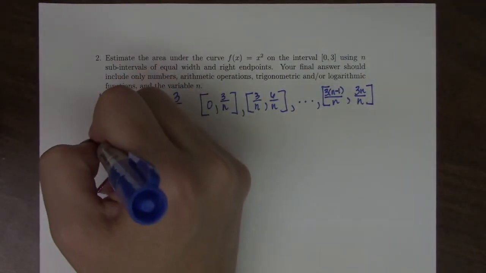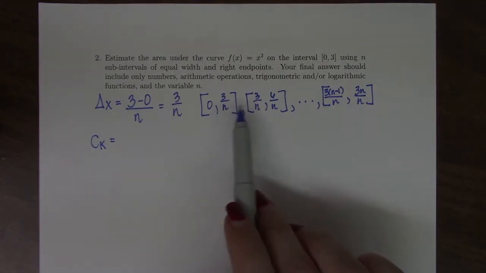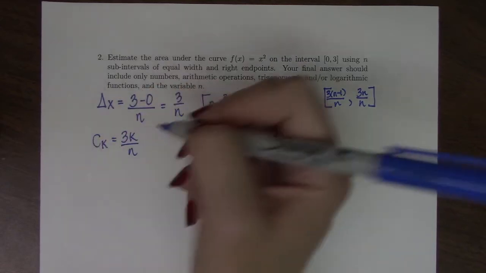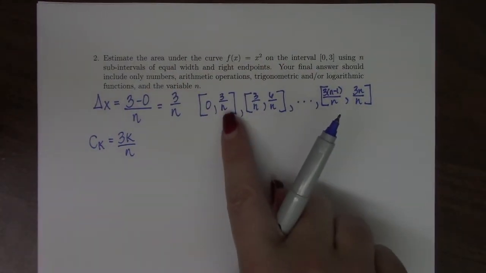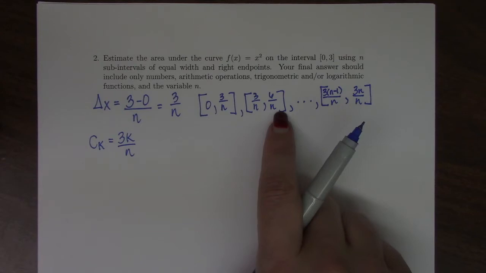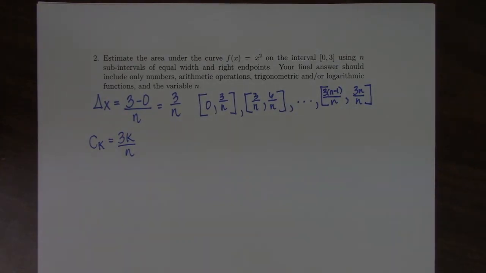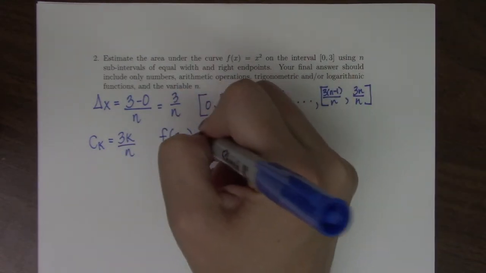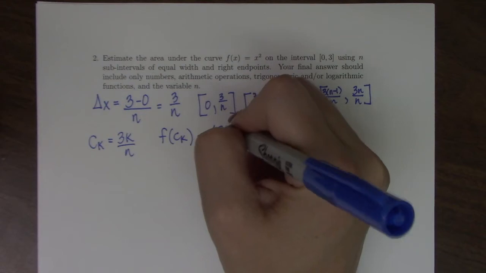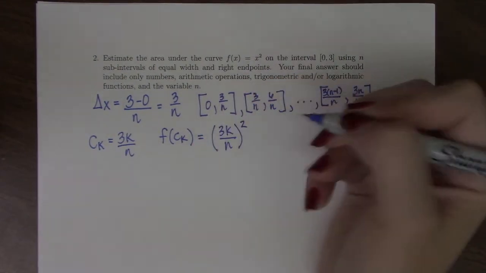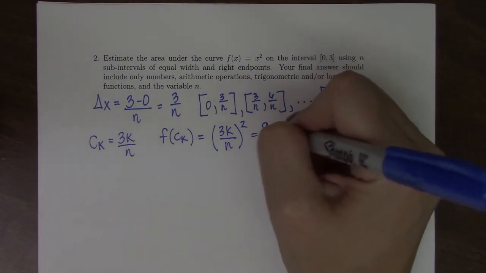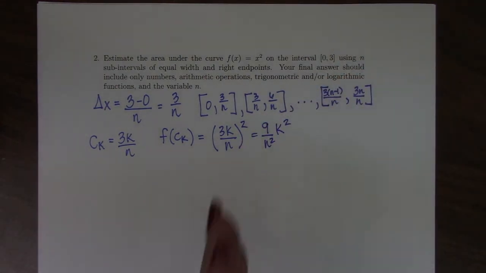So now if I just look at the pattern of the right endpoints, it's just 3k over n. Because if I plug k as 1, I get 3 over n, k is 2, 6 over n, and so forth. So now I'm going to calculate f of ck. So I plug 3k over n into my function, and I get 9 over n squared times k squared. So those represent the heights of any individual rectangle.